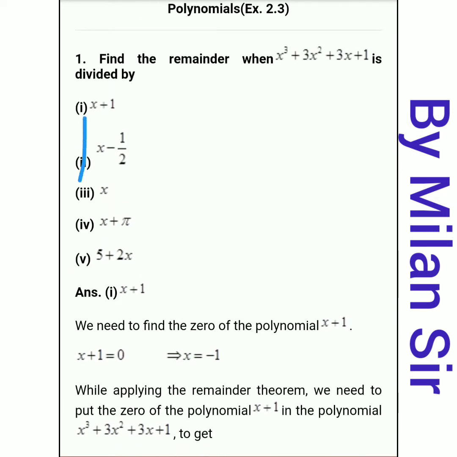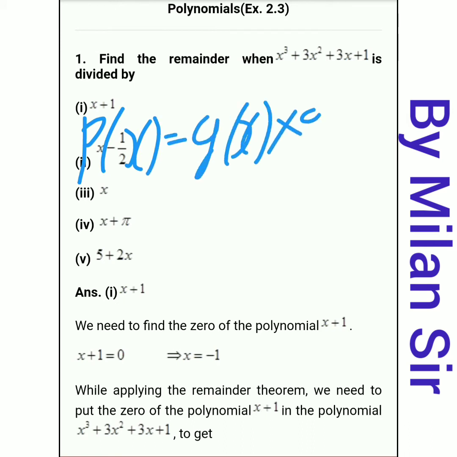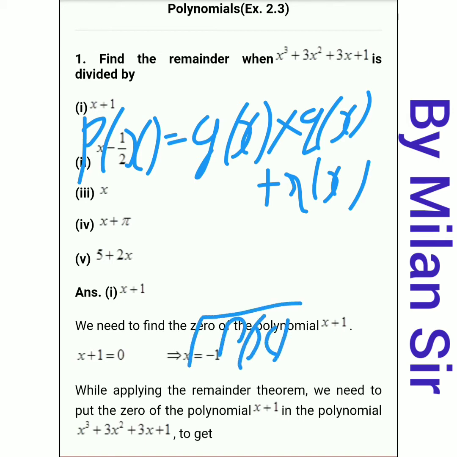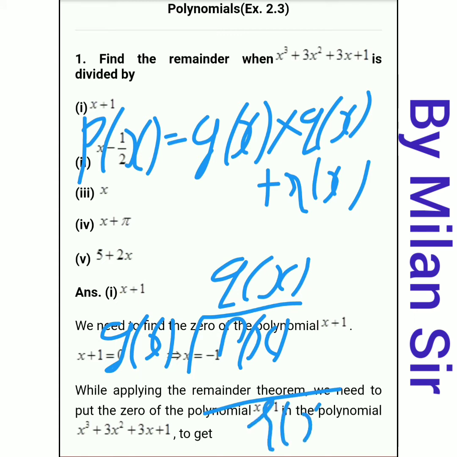Now, the second method. Our division algorithm is P of x equals G of x into Q of x plus R of x. I have already explained this division algorithm in the theory part. This is the position of P of x, here is G of x, our answer is Q of x, and finally we get the remainder R of x. We need to multiply G of x with Q of x, and add the remainder.